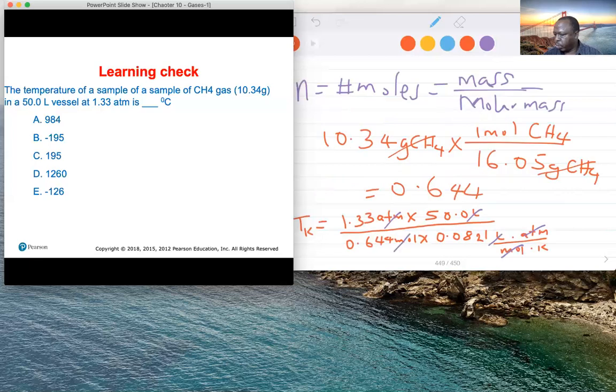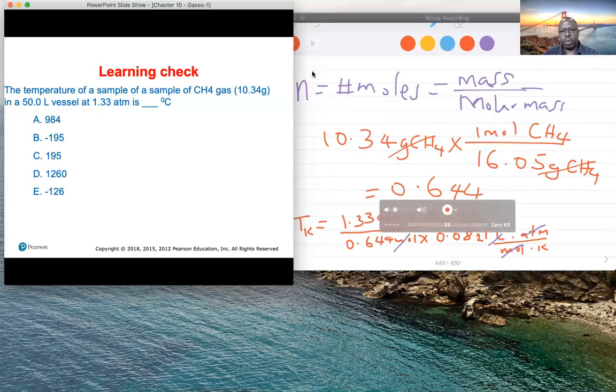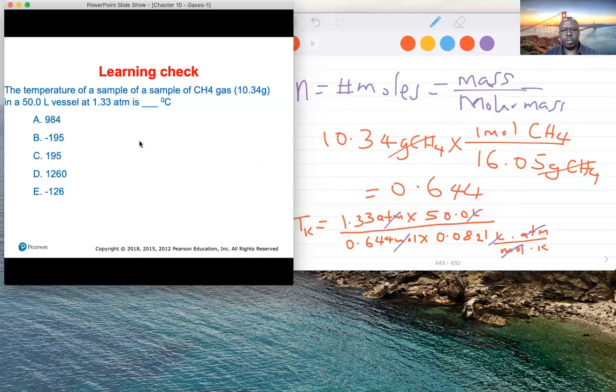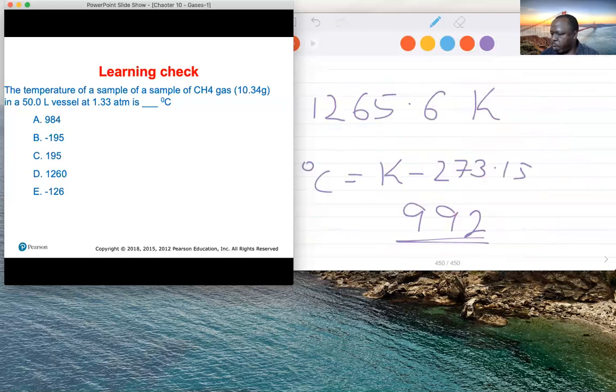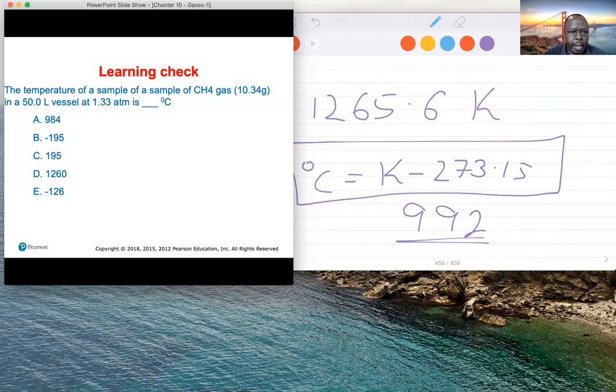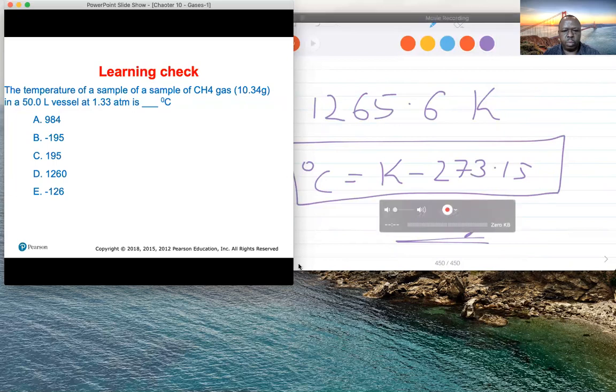From the ideal gas equation, 1.33 is for pressure, you multiply that. You use the ideal gas equation in the rearranged form to find the temperature. The temperature conversion, you subtract 273.15. So it's not going to be obvious. I know you are wondering, where did we get this? You are expected to apply what we learned earlier on in terms of our temperature conversion.